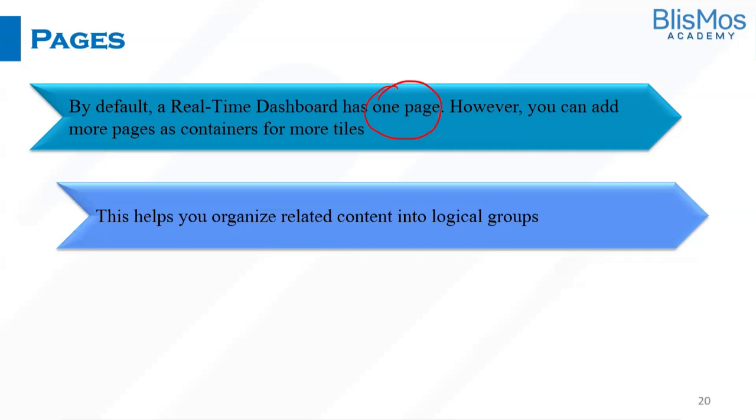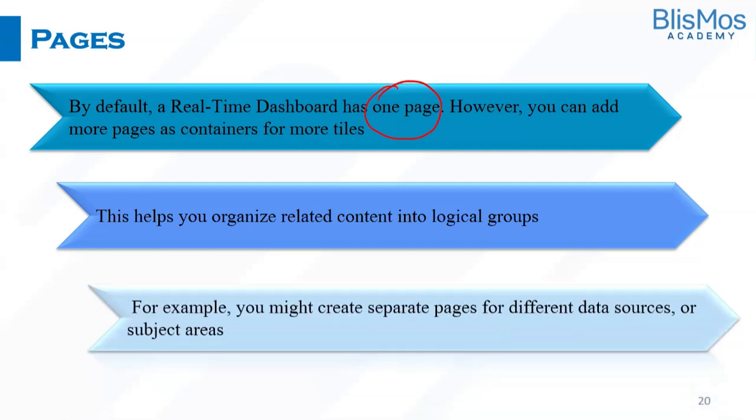One page can be related to the customers only. One page can be related to only the metrics, like how much sales we made, what is the profit, and all those things. So it will help you to organize the related content.